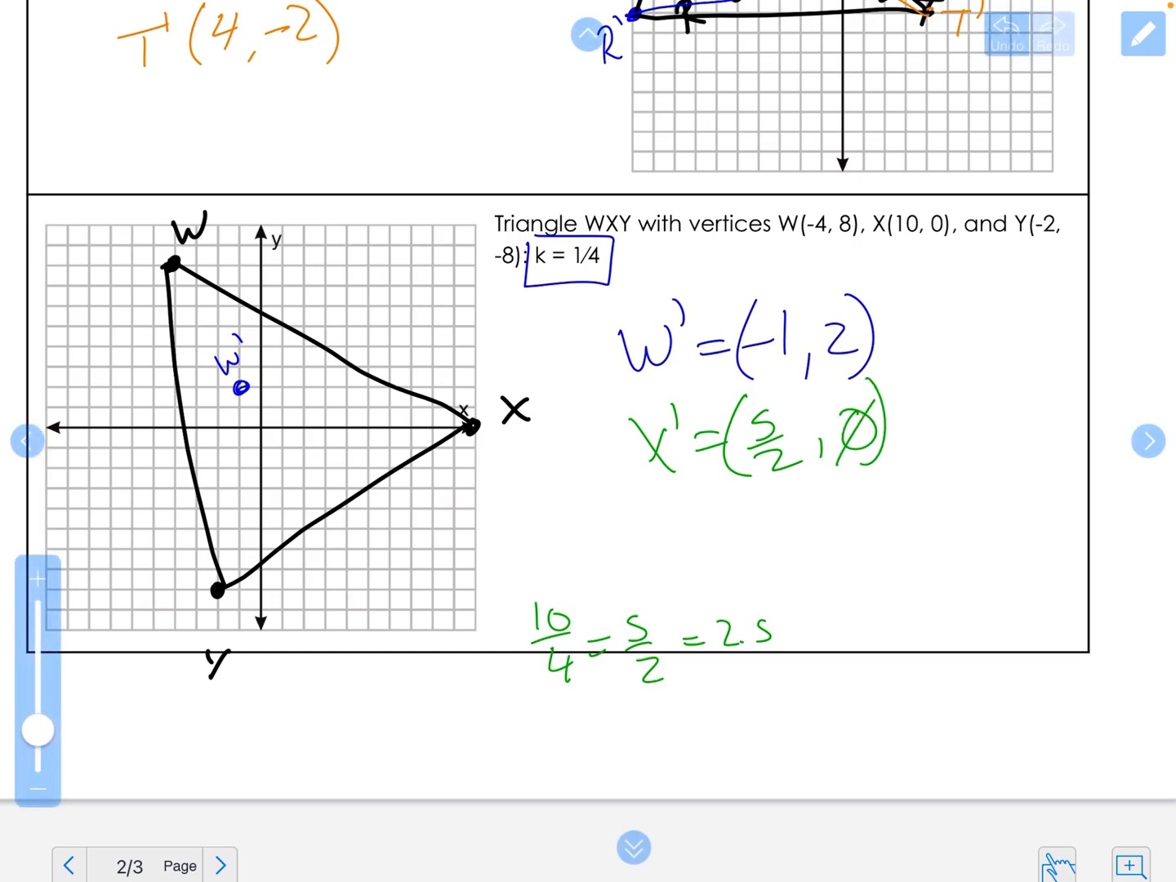And then anything divided by 0 is 0. So 2.5 and 0. So that's going to be X prime.